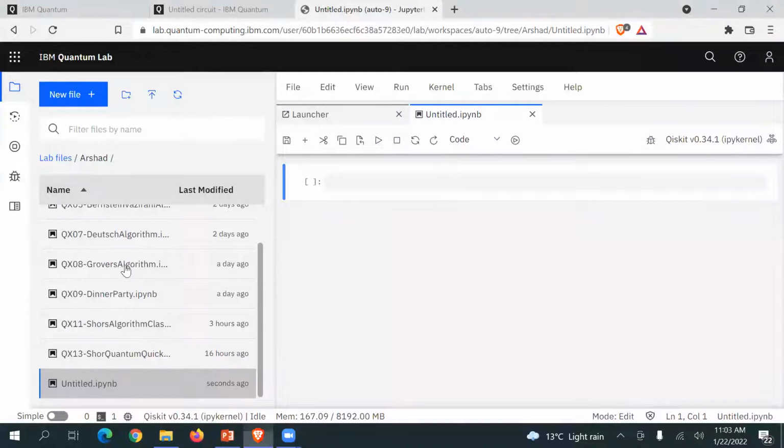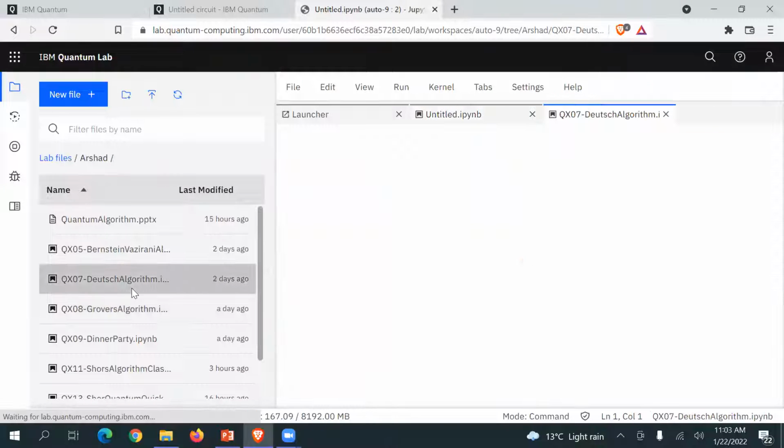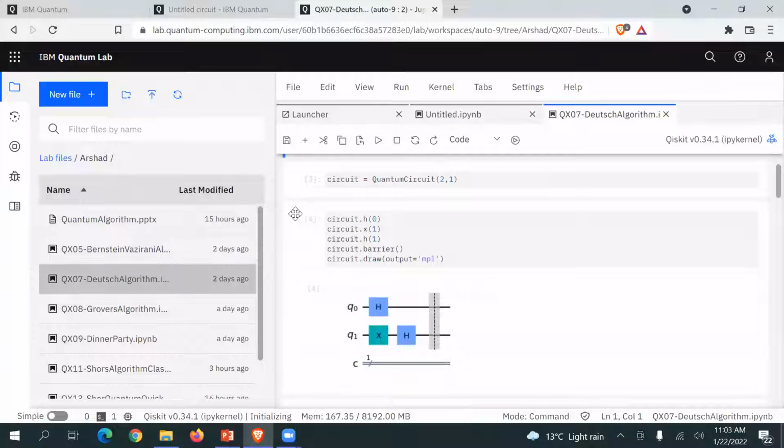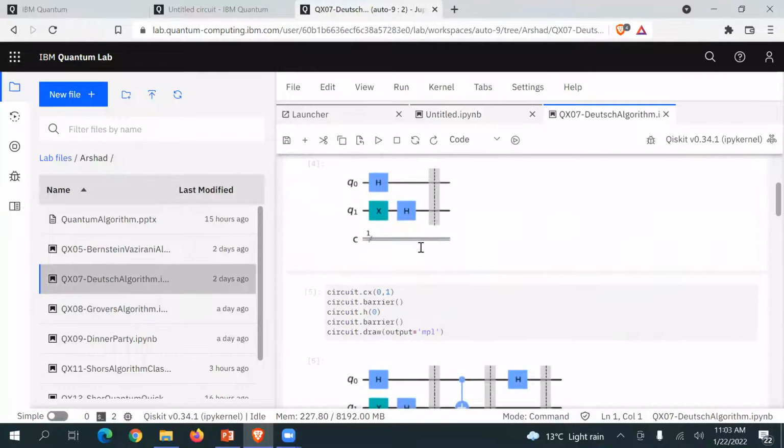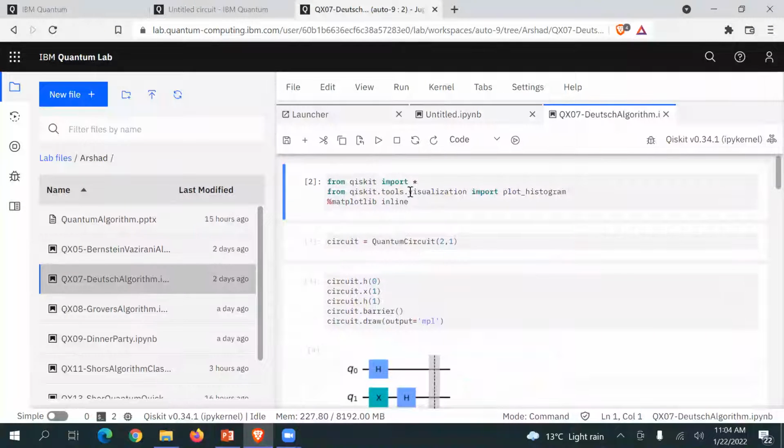Let's open this Deutsch-Jozsa algorithm. Now understand this circuit, how it works. What we have done is imported Qiskit and the histogram tools and all.